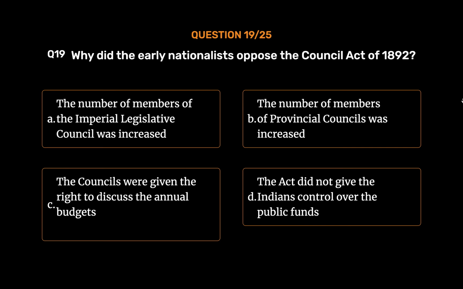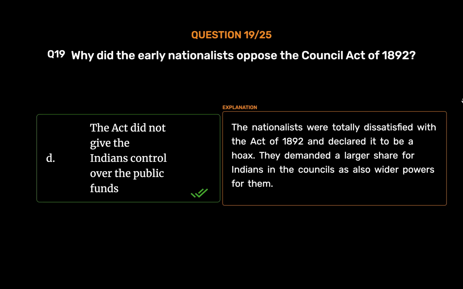The correct answer is option D. The Act did not give the Indians control over the public funds. The nationalists were totally dissatisfied with the Act of 1892 and declared it to be a hoax. They demanded a larger share for Indians in the councils as also wider powers for them.